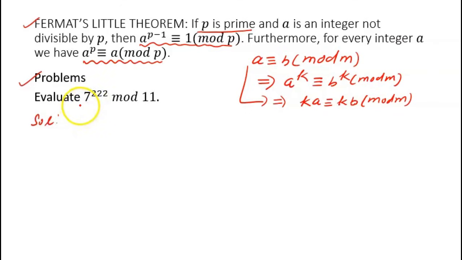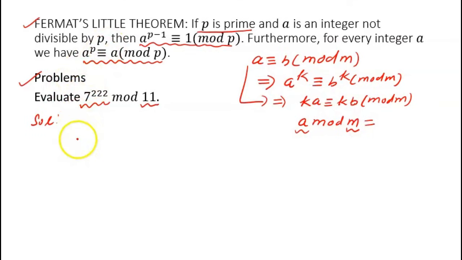We have to evaluate 7 to the power 222 modulo 11, and this question can also be asked like: what is the remainder when 7 to the power 222 is divided by 11? Because we remember from our previous videos that a mod m is the remainder which we get when we divide a by m.